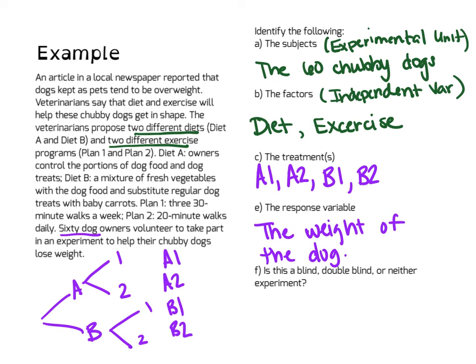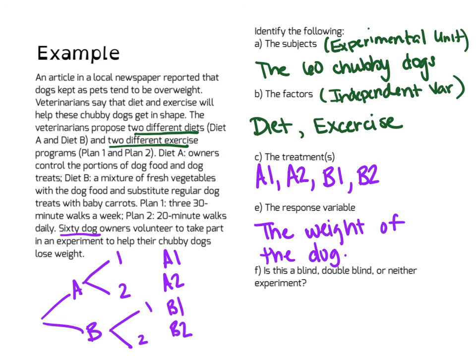Well, first off, the problem with trying to blind this study is that the owners have to do everything for you. And because the owners know what's happening, the owners know they have to get diet A, plan one, or diet B, plan one, or diet A, plan two, or diet B, plan two. And because they know they have to do that, they can't be blinded. So can we blind this or double blind? No, we can't do that.